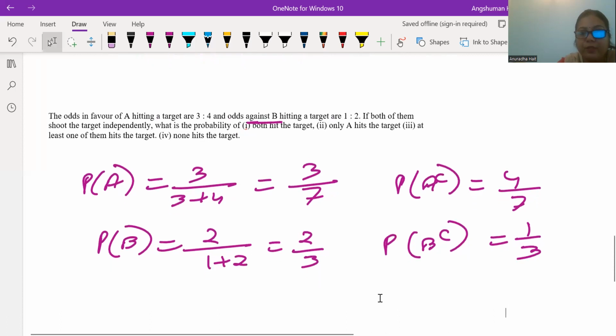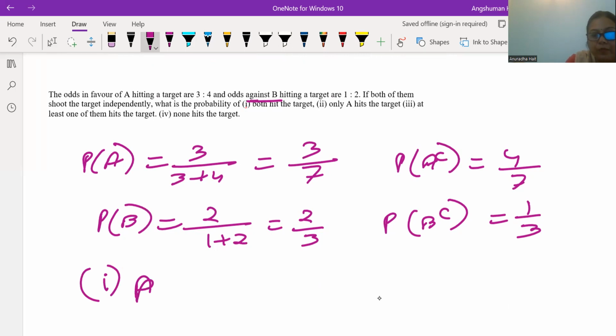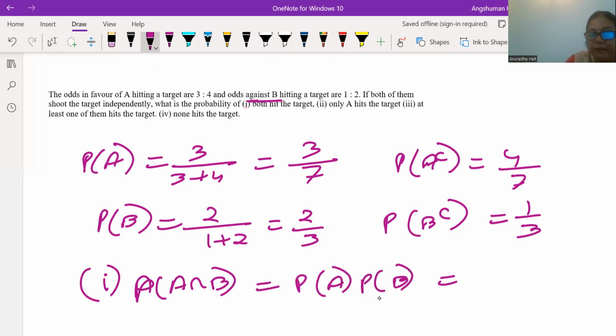Now that we have the values, just a revision of the previous sum, both hit the target. I'm just going to write the formula. Both hit the target means probability of A intersection B, and they are shooting the target independently. So you have to multiply these two. The values given are 3 by 7 into 2 by 3. So 3 cancels, and the answer is 2 by 7.